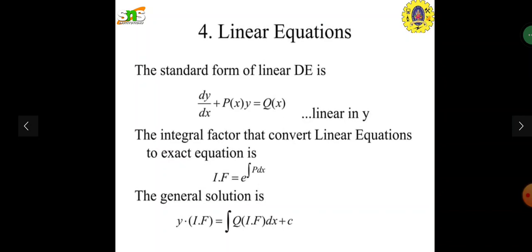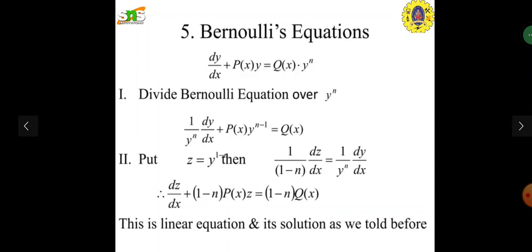Then the general solution of linear equation will be y into IF equal to integral q into e power integral p dx, plus c. Next is Bernoulli's equation. So the equation of the form dy by dx plus p of x into y equal to q of x into y power n is said to be a Bernoulli's equation.